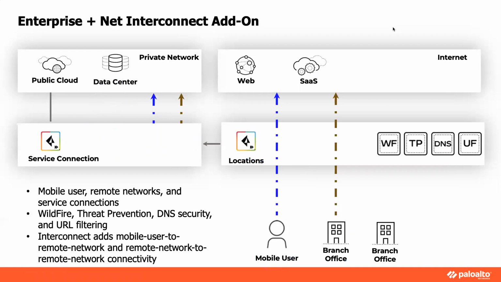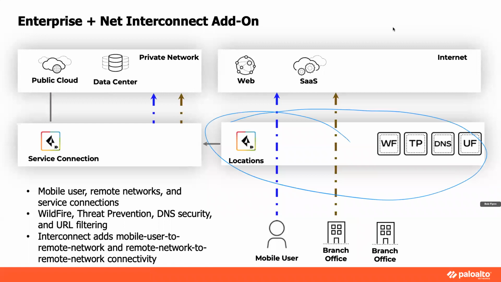Of course, your mobile users and your users in these branch offices, these remote networks, as we call them, do have the ability to get out to the internet and get out to the web and get out to their internet-based SaaS applications, while passing through our security layer, where we're doing all of our security inspection on all of this traffic, WildFire and threat protection and URL filtering and App-ID and User-ID and all that great stuff.